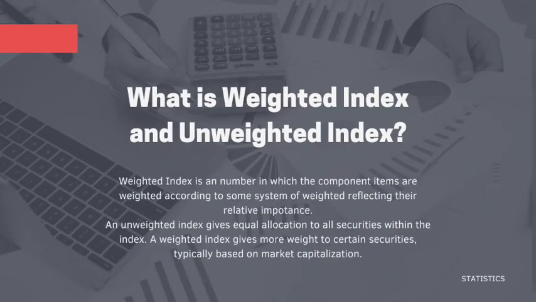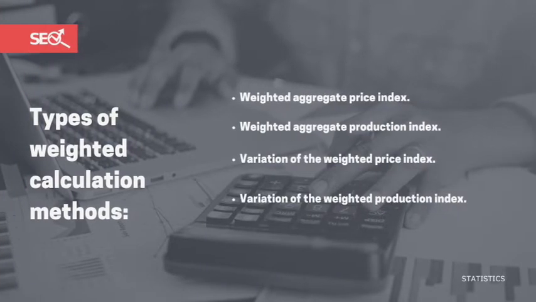And the second is, what is weighted index and unweighted index? So, a weighted index is a number in which the component items are weighted according to some system of weights reflecting their relative importance. And what is the unweighted index? An unweighted index gives equal allocation to all securities within the index. A weighted index gives more weight to certain securities, typically based on market capitalization.